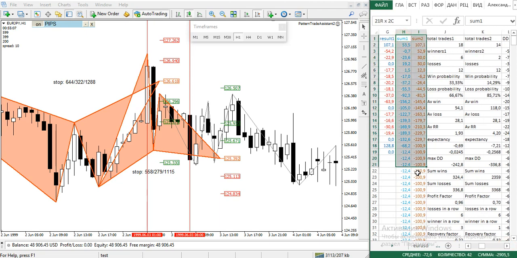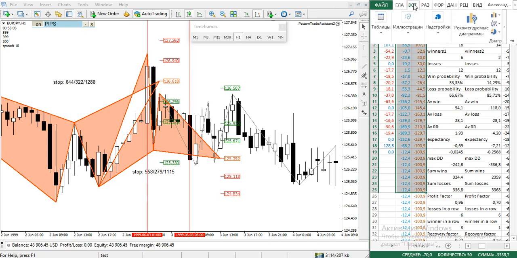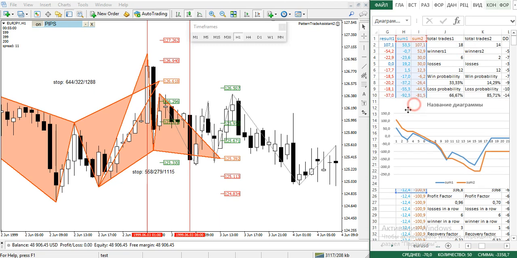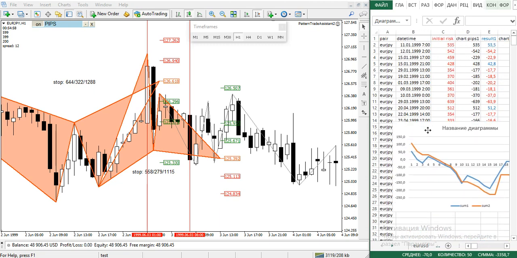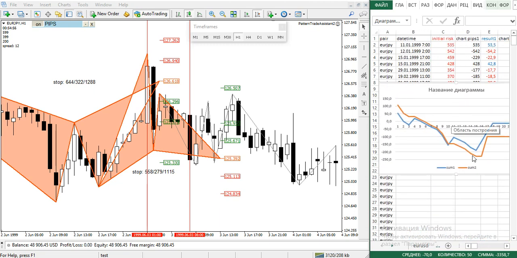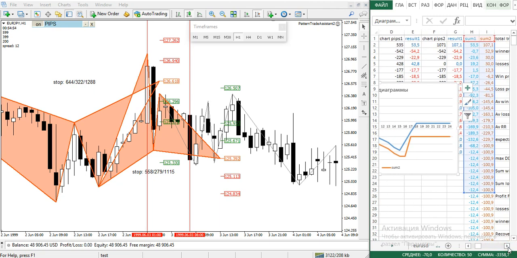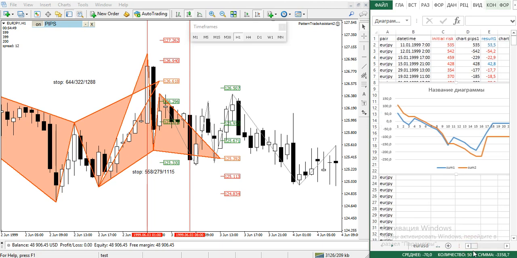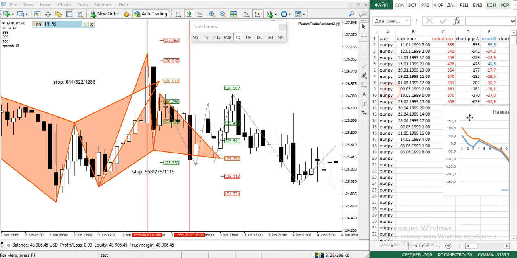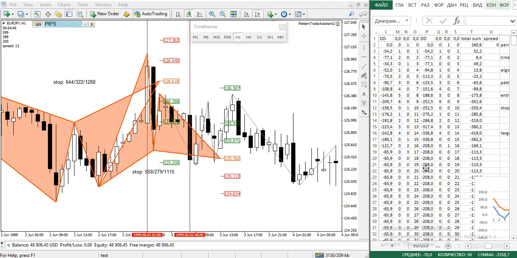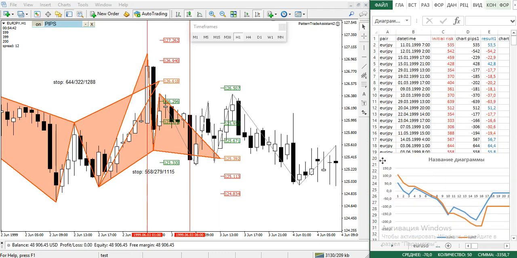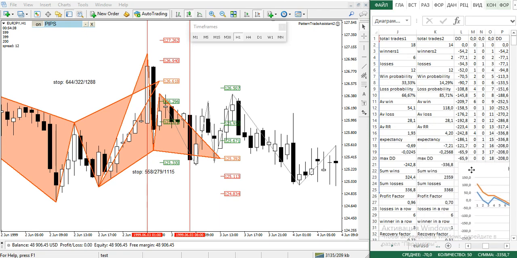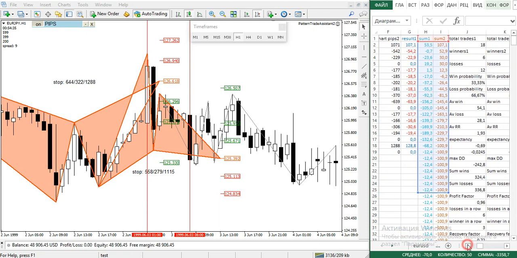So let's draw the chart. Maybe something of this kind. So here's the chart that we have. It is almost recovered. Let me move it somewhere away, not that far, maybe somewhere here would be okay.